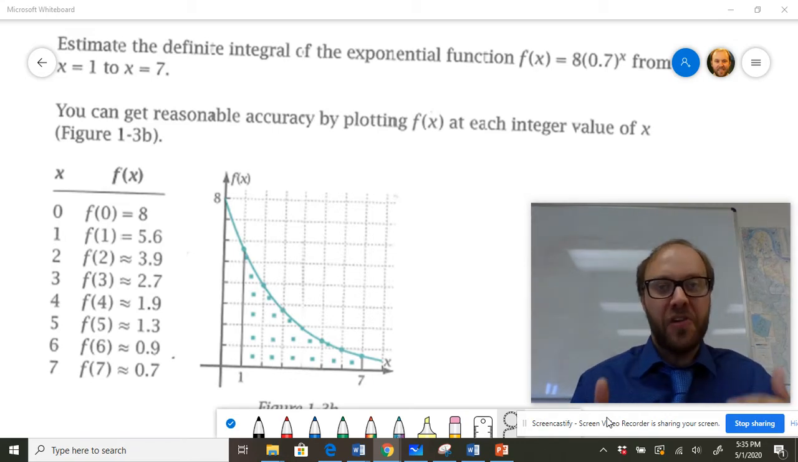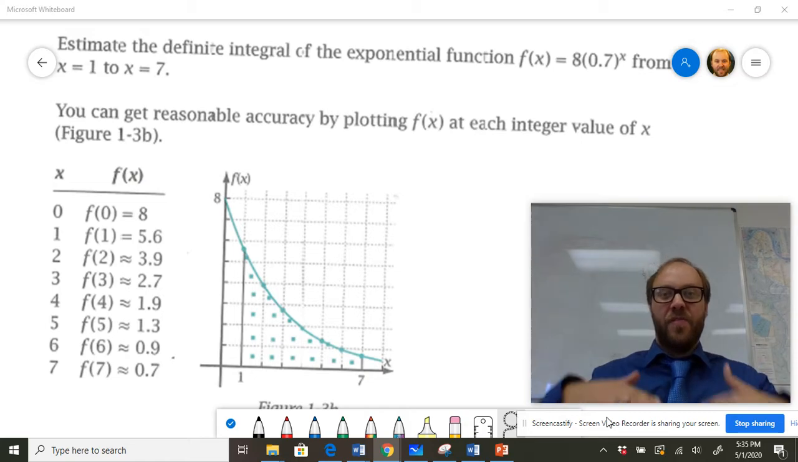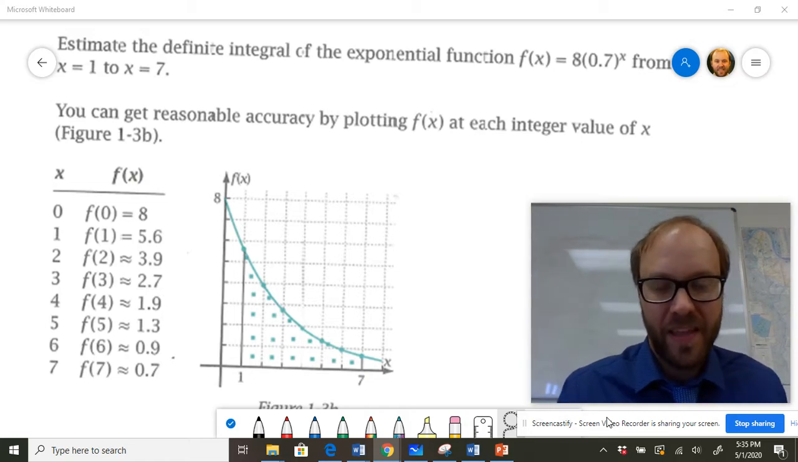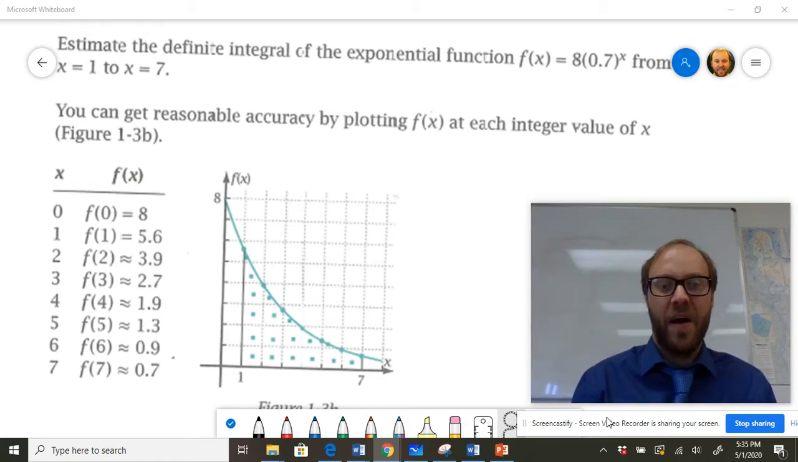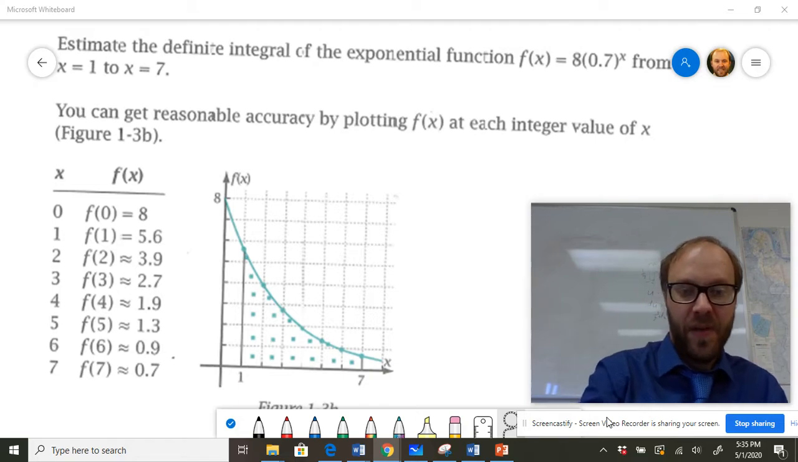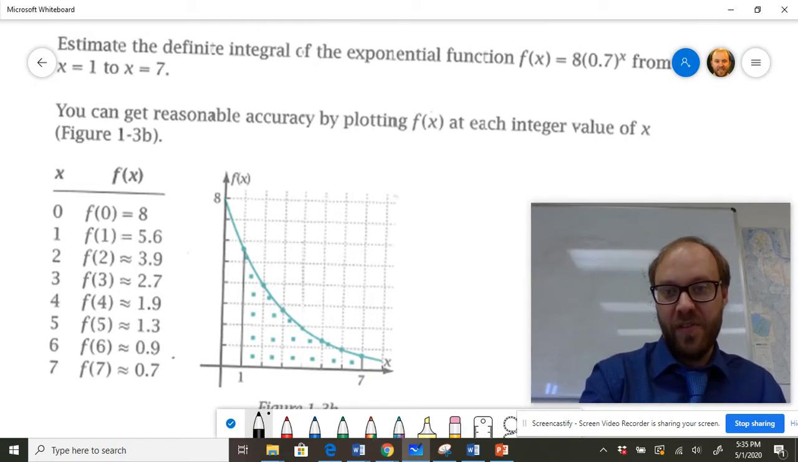Technically, if your graph runs under the x-axis, it could be the area from the graph up to the x-axis as well. But I think all the examples we're going to be working with right now are going to have positive function values. By the way they write this, they give you the function 8 times 0.7 to the x.